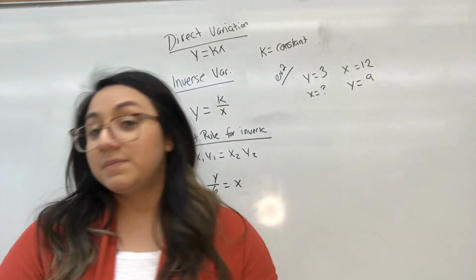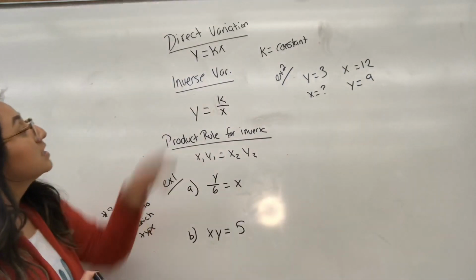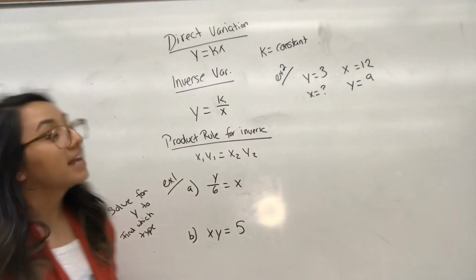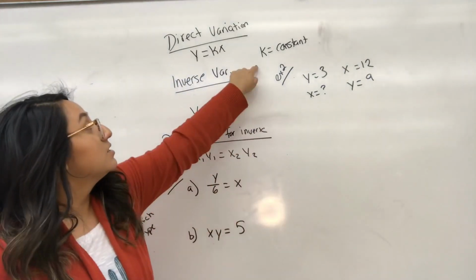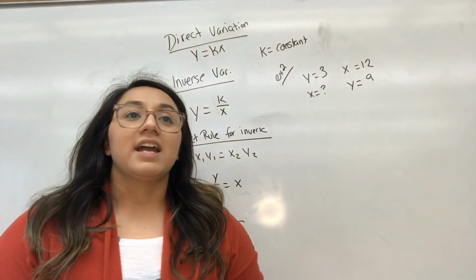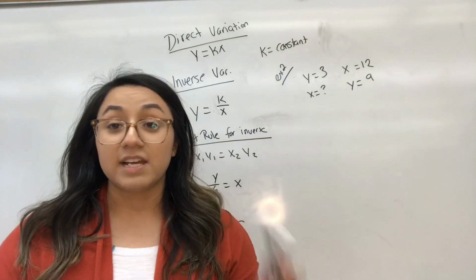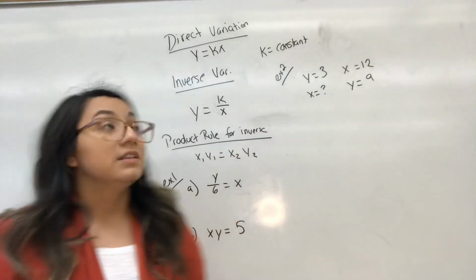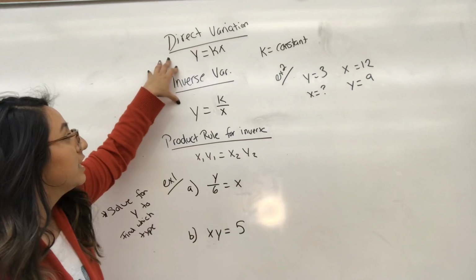Before, we learned about direct variations, y equals kx, where k is the constant. Remember, the equations would normally say varies directly. They use that word. But today we're gonna learn a new word called inverse variation.